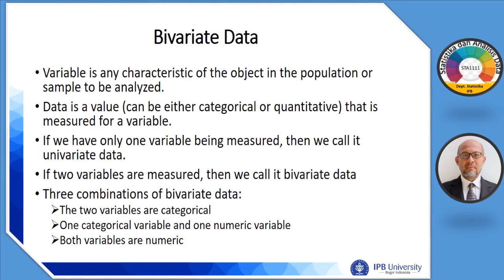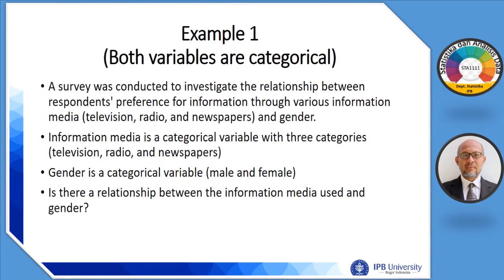Okay? Three combinations of bivariate data. The first one is the two variables are categorical. The second one is one categorical variable and one numeric variable. The third is both variables are numeric. So that it is easier for you to understand, I want to give you an example for each case. The first case is both variables are categorical.